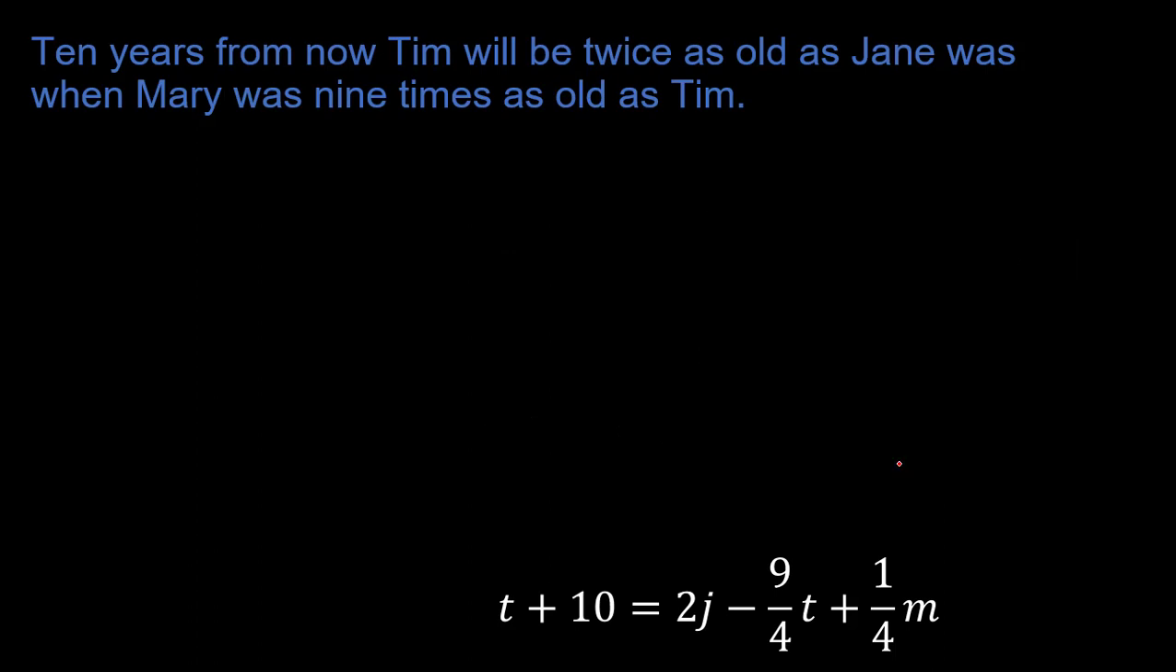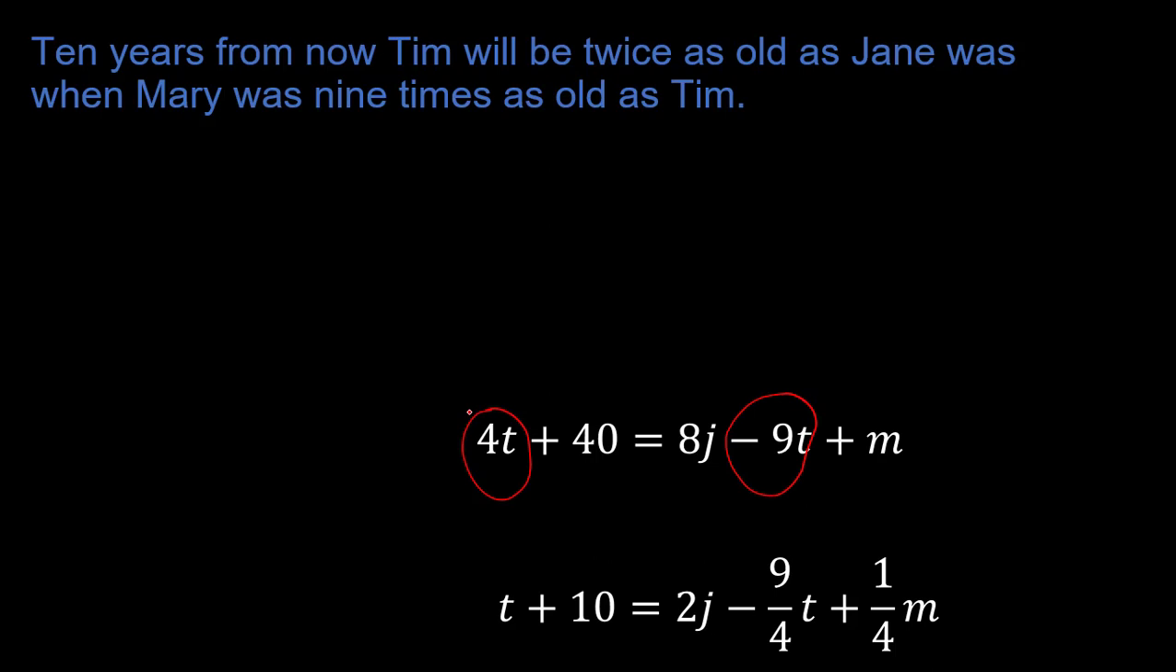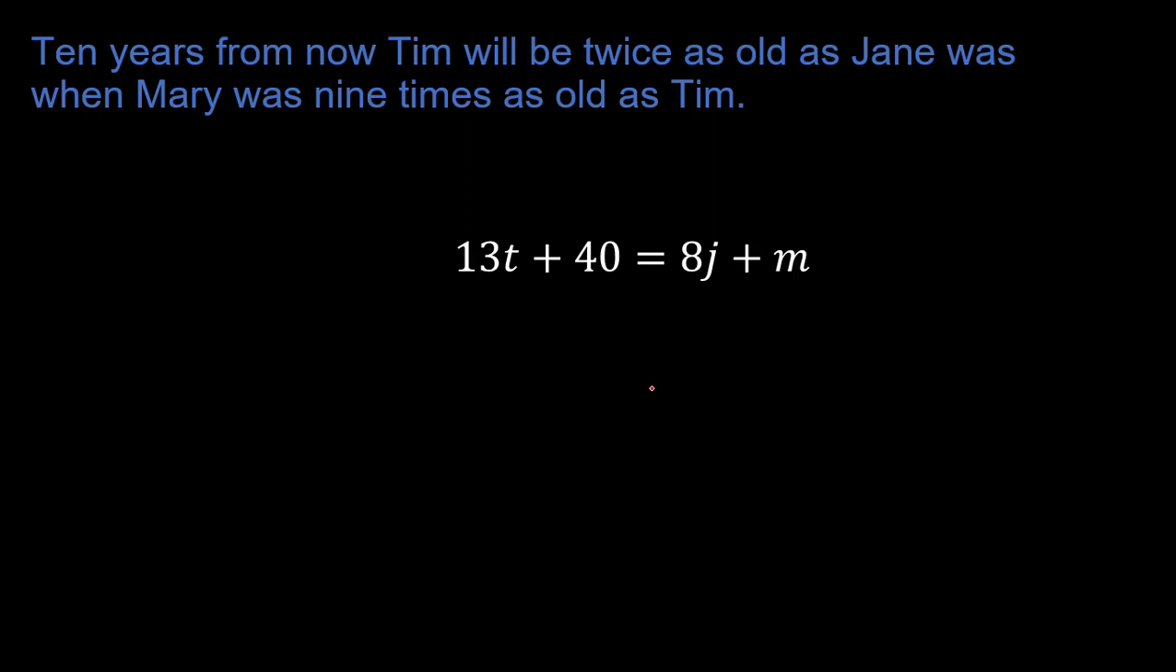Alright, moving on, let's erase those. The next thing we're going to want to do is, we have these 4's on the bottom, which are a little cumbersome to deal with, so let's multiply each side by 4. And from here you can see that we've still got a couple t's, so we can get rid of those by adding 9t to each side. I think we just subtracted 9t earlier, but let's add it this time. And we end up with 13t plus 40 equals 8j plus m. And that, ladies and gentlemen, is our final equation for this paragraph.